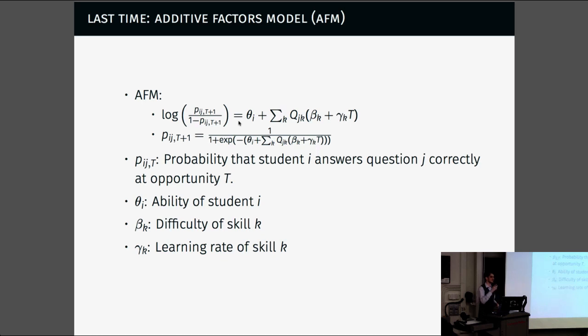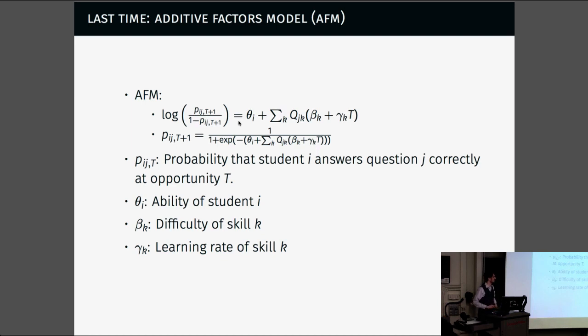Yeah? In the testing scenario, you only get feedback after you've looked at all the questions, as opposed to learning, where you get feedback after every question. OK, great. So how will that impact the model? Any ideas?